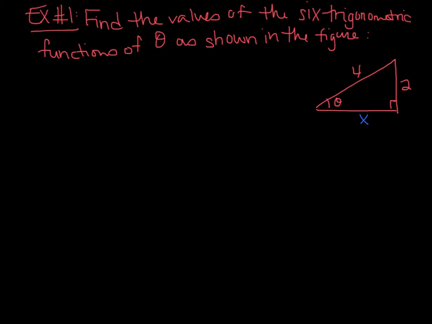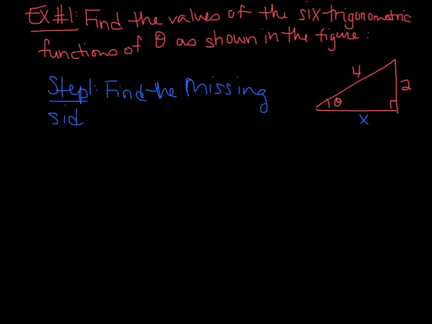So in order to find x, the first thing I need to do, this is my step 1, I need to find the missing side, and you might remember from previous classes that you can find the missing side using the Pythagorean theorem. You are allowed to do that in this case because we have a right triangle.